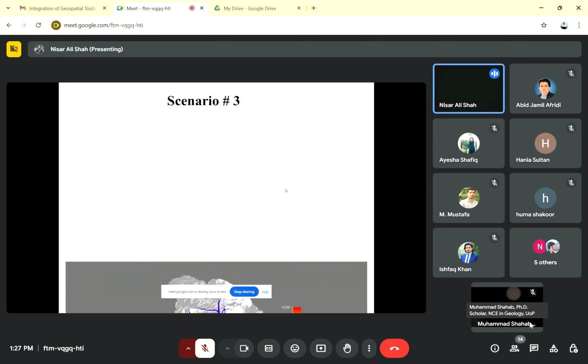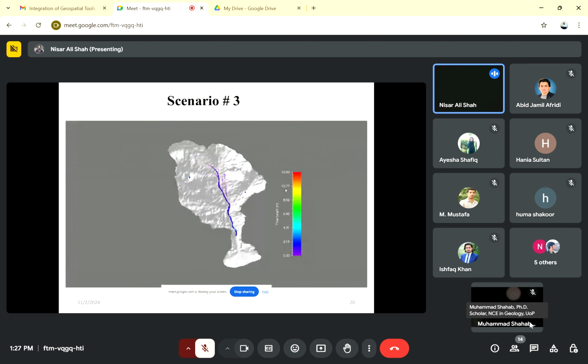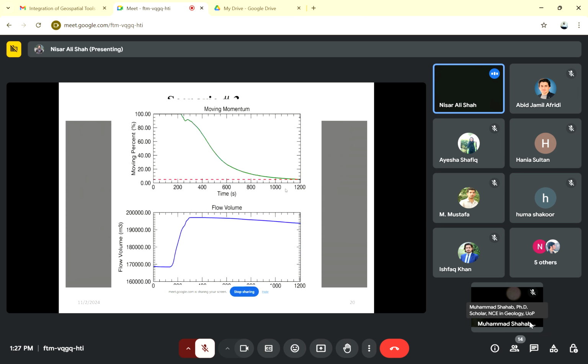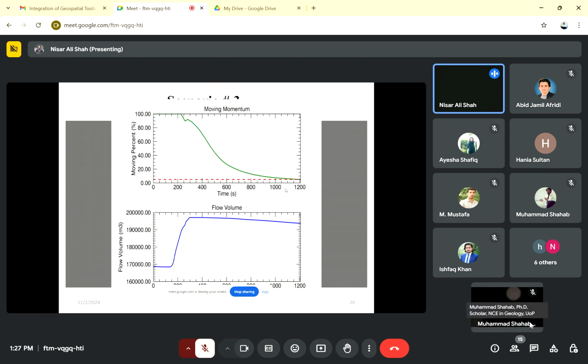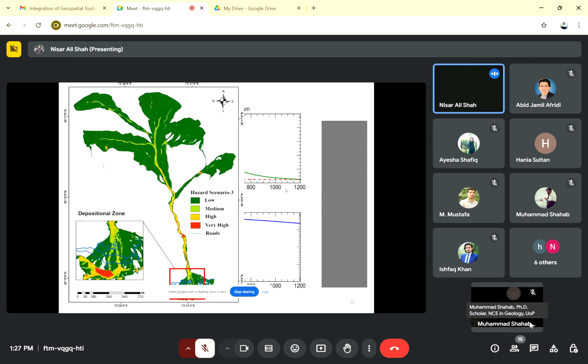In the third scenario, both the release areas were considered. So you can see the simulation is also increasing. And here you can see the flowing momentum of the area. It is almost near about 2 lakh meter cube. This is the hazard map for the third scenario. You can see down in the channel, this very medium to high risk.